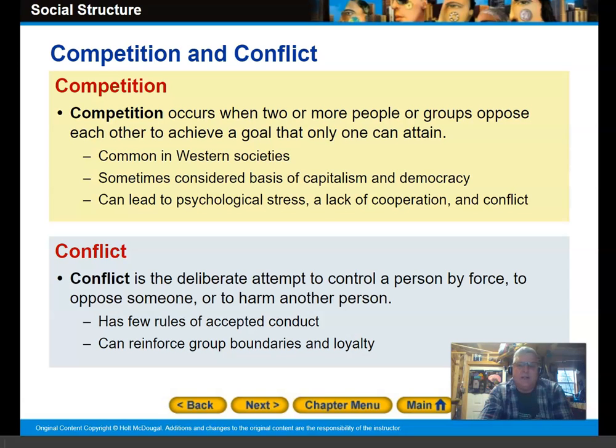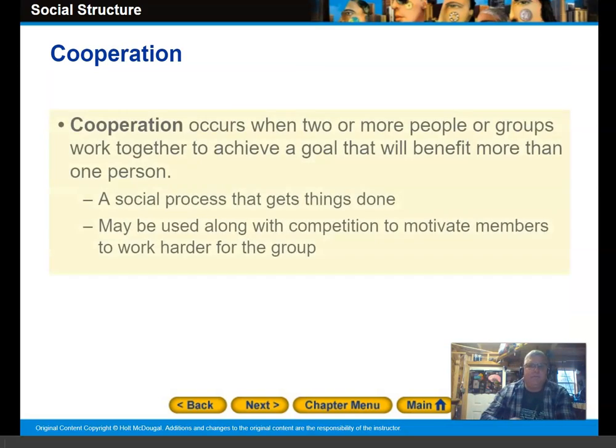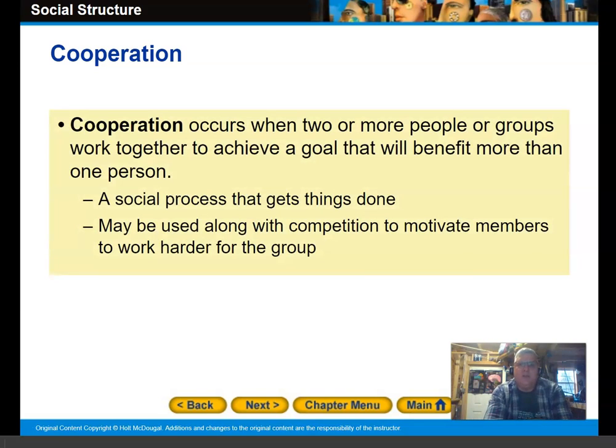Conflict is the deliberate attempt to control a person by force, to oppose someone, or to harm another person. Conflict has few rules of accepted conduct. Conflict can reinforce group boundaries and loyalty. Cooperation occurs when two or more people or groups work together to achieve a goal that will benefit more than one person. The social process that gets things done may be used with competition to motivate members to work hard for the group.